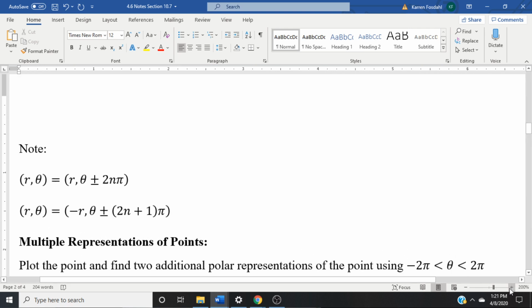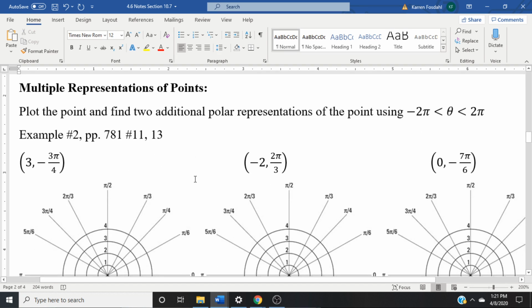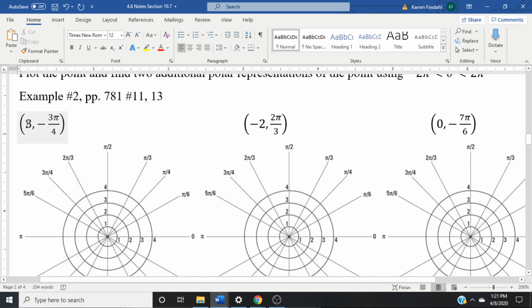So there are multiple possibilities. We're going to try some problems where we need to plot it, and then find 2 additional representations. I want you guys to graph this one, and then I'm going to talk about how to find 2 additional representations. Actually, you could graph all 3 of them.